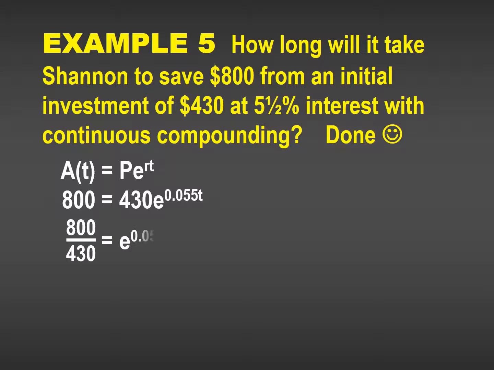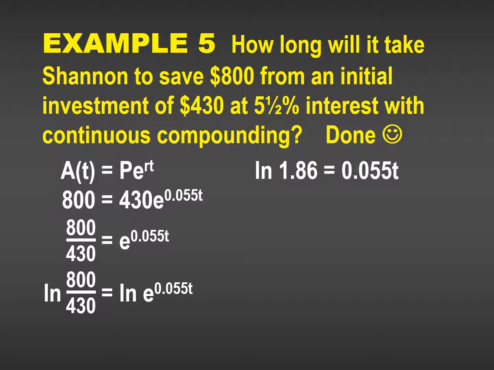The first thing we'll do is divide both sides by 430. Then we're going to take the ln of both sides to cancel out the e. Now I have that the ln of 1.86, which came from 800 divided by 430, equals 0.055t. I'll divide both sides by 0.055, and the time is approximately 11.3 years. All right, go ahead and try some problems on your own.